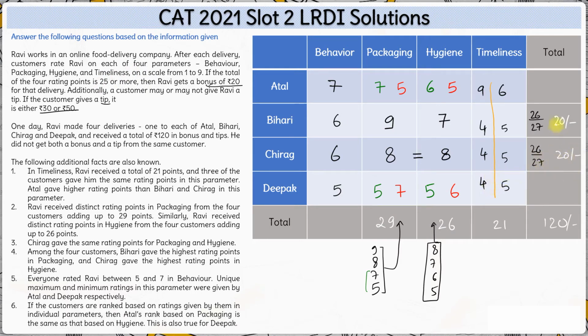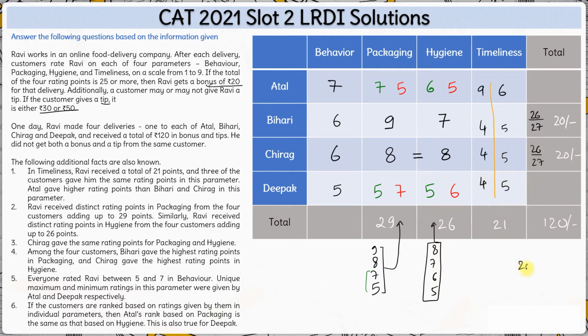So Ravi is getting a total bonus of 40 so far. Out of 120, Ravi is getting 40 rupees already. That means the remaining 80 rupees will come from Atal and Deepak. The remaining 80 rupees will come from Atal or Deepak. Now think about it.